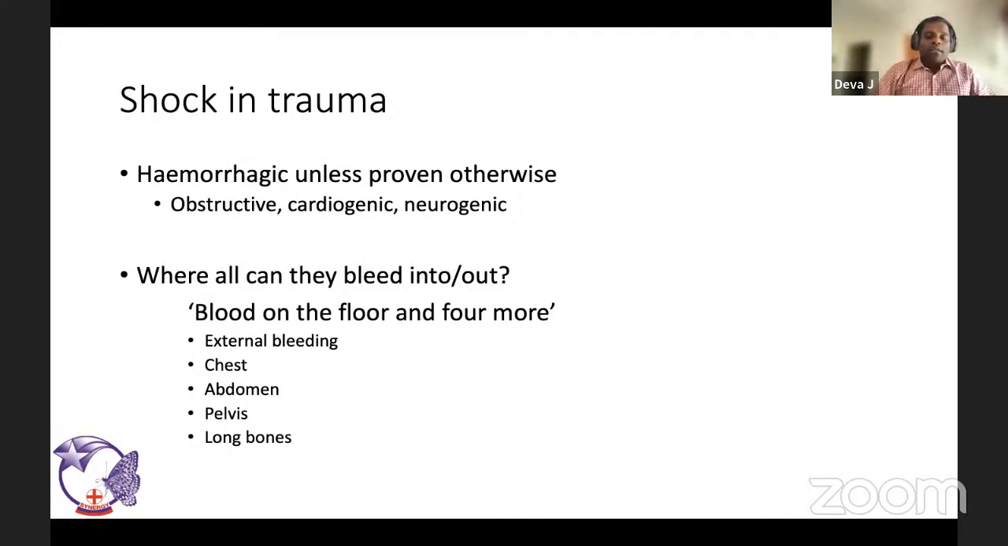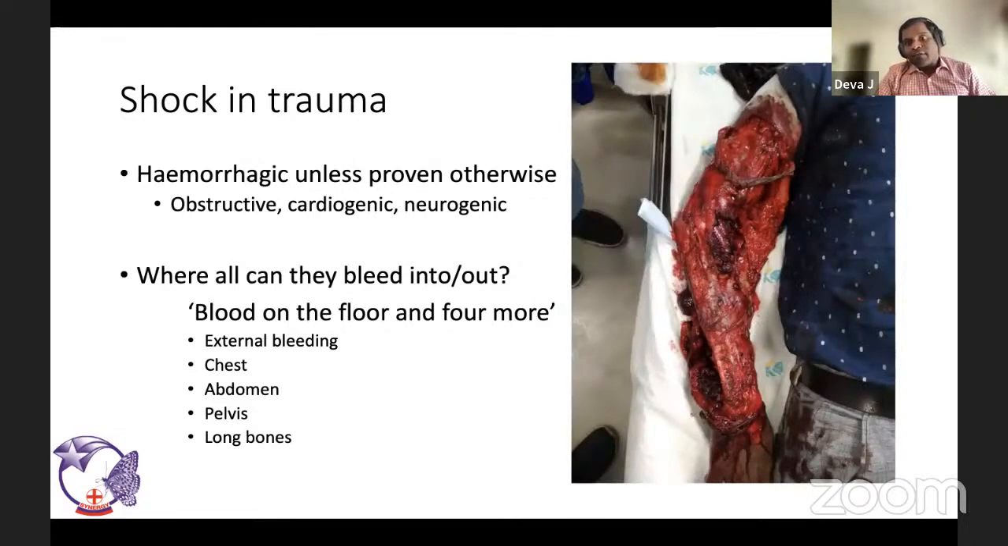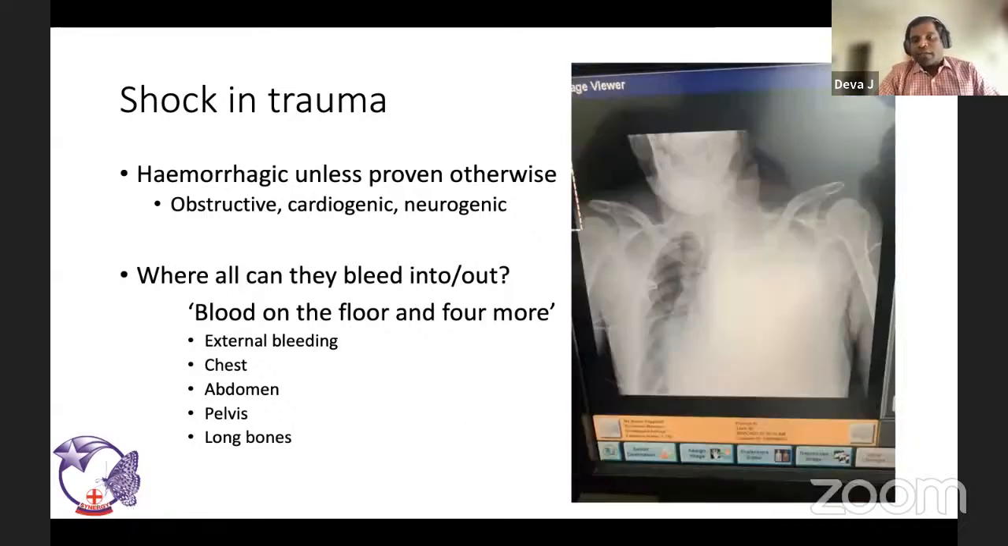So the sites of bleeding: they can bleed out, and they can bleed into the chest, abdomen, pelvis, and long bones. Even if your trauma victim is not actively bleeding externally, it's important for you to remember that accidents happen at the scene. They might have bled a lot, like this gentleman at the scene. It's a complete avulsion, a degloving injury of the right upper limb. He would have lost a lot of blood at the scene. So that must be kept in mind when you resuscitate patients like this.